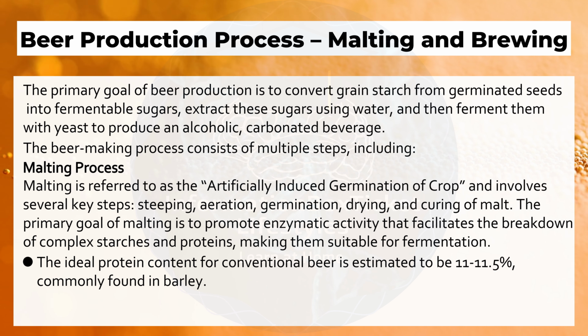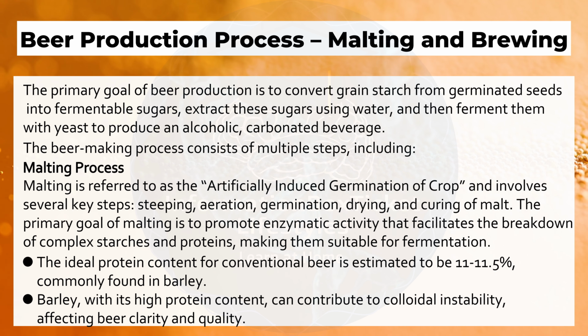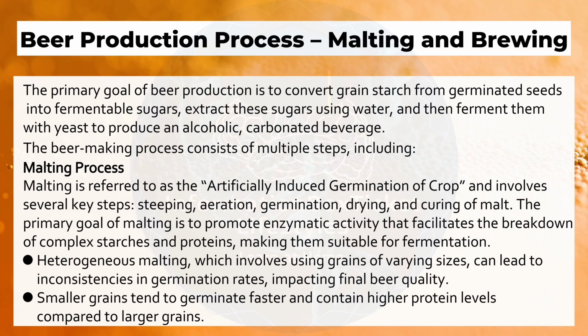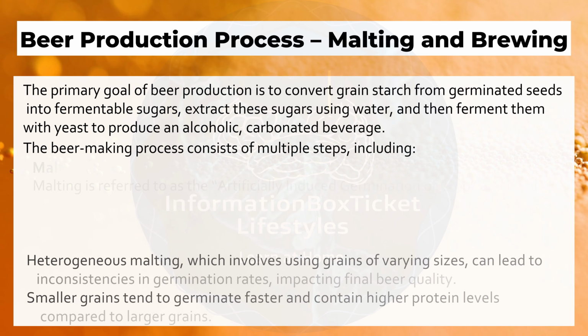in barley. Barley, with its high protein content, can contribute to colloidal instability, affecting beer clarity and quality. Heterogeneous malting, which involves using grains of varying sizes, can lead to inconsistencies in germination rates, impacting final beer quality. Smaller grains tend to germinate faster and contain higher protein levels compared to larger grains.